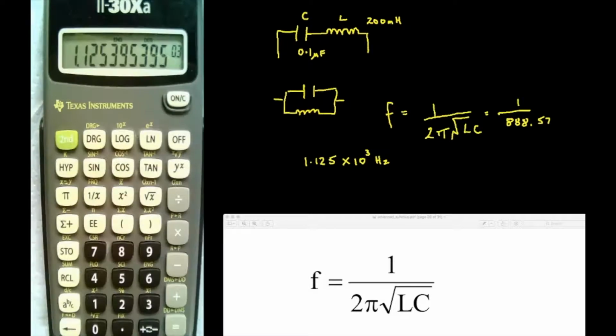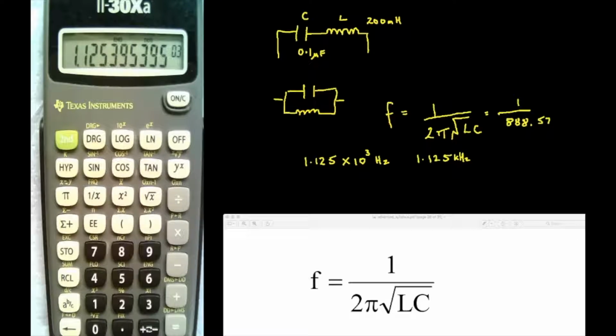Now 1.125 times 10 to the 3 is 1.125 kilohertz. 1.125 kilohertz. And you should be recognizing 10 to the 3 as being kilo. It should be now second nature, or it certainly needs to be second nature for you.